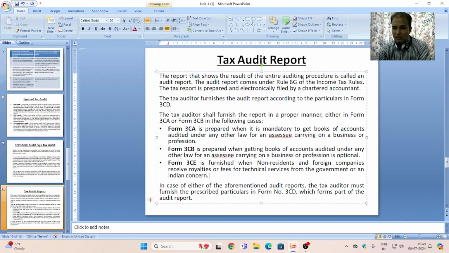So 3CA, 3CB and 3CE are the specific forms for the tax auditor to furnish the audit report, and Form 3CD means in either of the three cases of audit reports, the tax auditor must furnish the prescribed particulars in Form number 3CD as a part of the audit report.